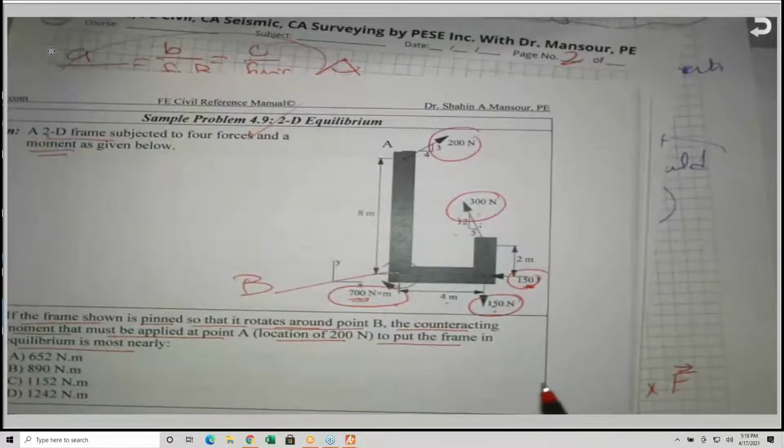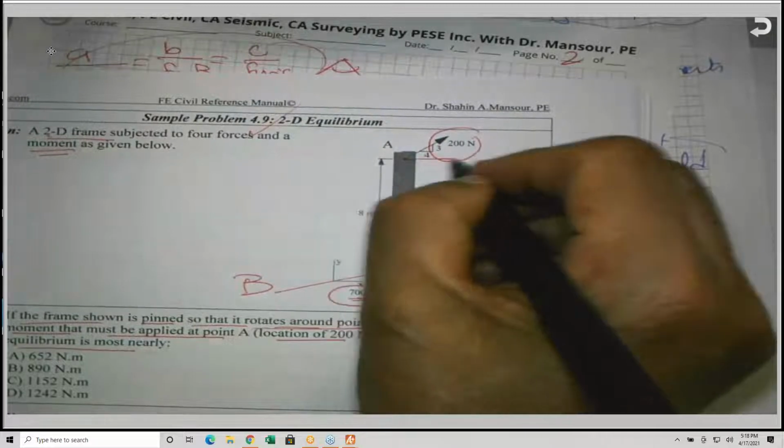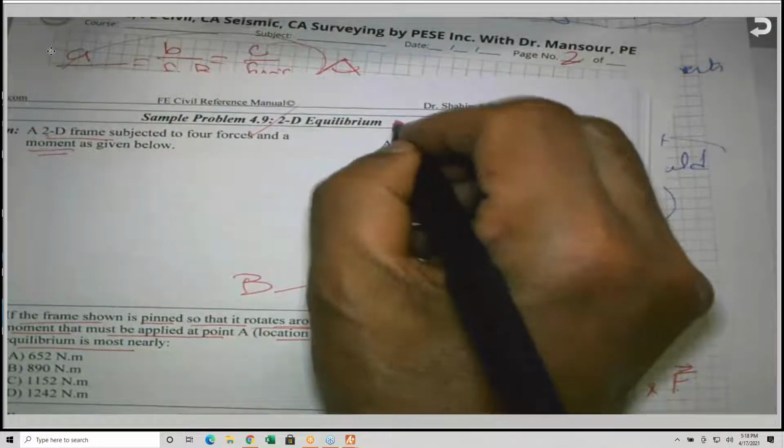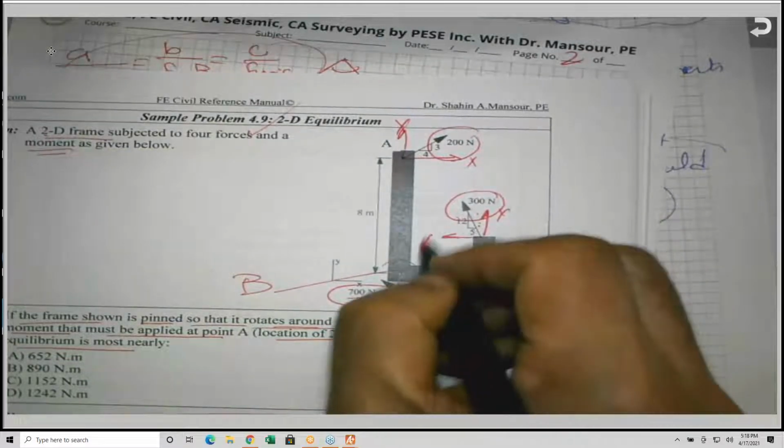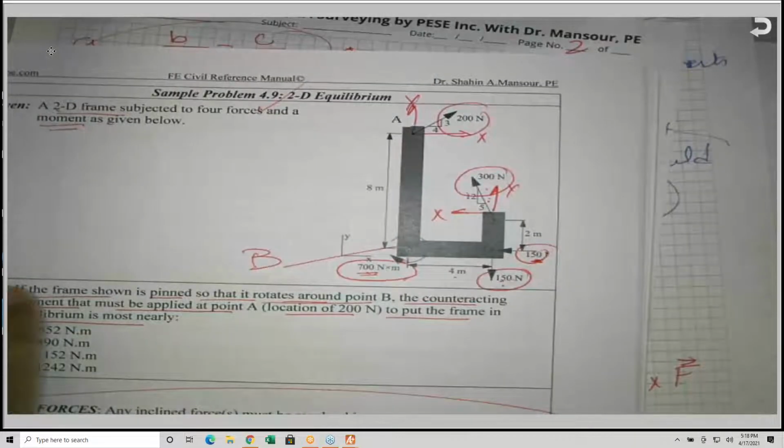Oh, yeah, I'm sorry. I made a mistake. Okay. Yeah. This is in the x direction, and this is in the y direction. Okay. This is the y direction, and this is the x direction. Okay. So which force or what forces does not have a moment?